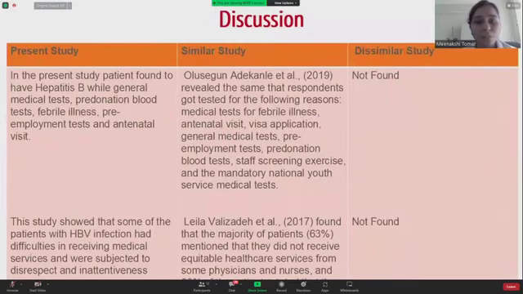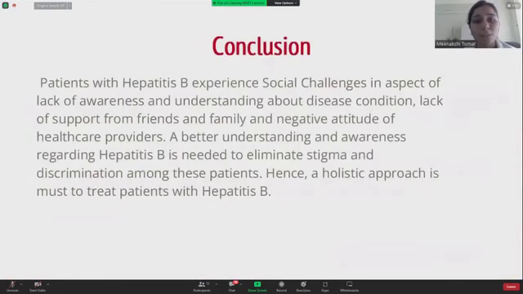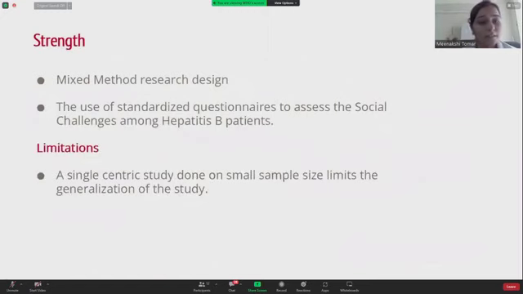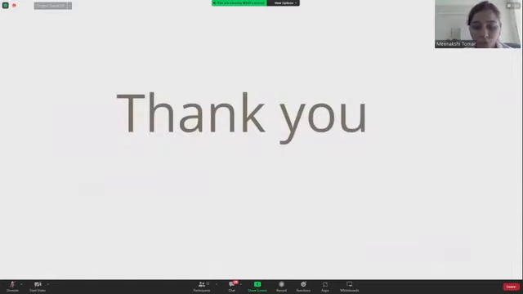This is the discussion part. This is the conclusion. Patients with hepatitis B experience social challenges in the aspects of lack of awareness and understanding about the disease condition, lack of support from friends and family, and negative attitude of the healthcare providers. These are the strengths: the mixed method research design, and the use of standardized tools included in the study. And the limitation was that it is a single-centric study done on a small sample size. These are all the references. Thank you.